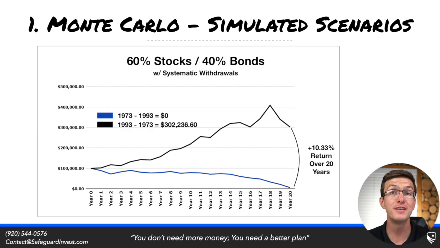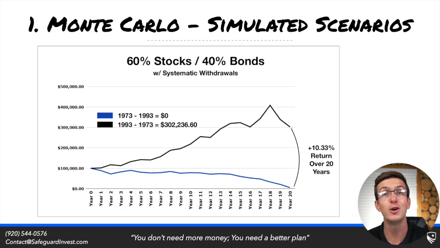But where sequence of return risk really starts to come in is when we start taking systematic withdrawals. Now, for the sake of this example, let's say that we use a 5% withdrawal rate and we grow that for inflation moving through time. Well, interestingly enough, if we now look at taking withdrawals on an ongoing basis and we start in 1973 with this balanced portfolio, well, our retirement fails in less than 20 years. The reason being is because there were some significant losses right at the beginning of this period.